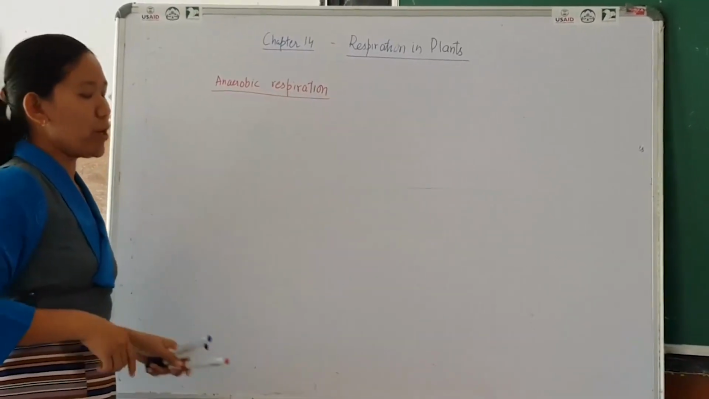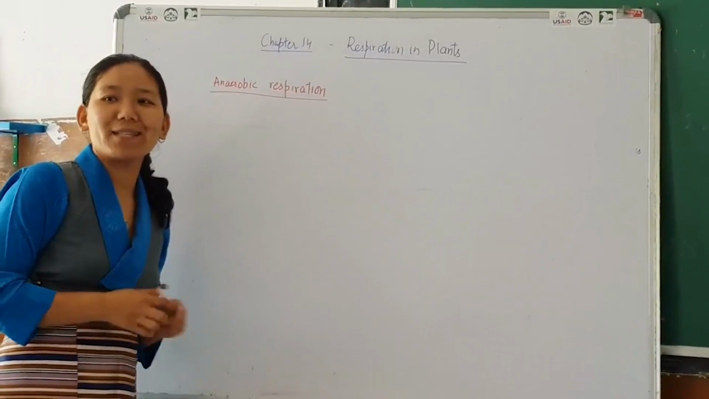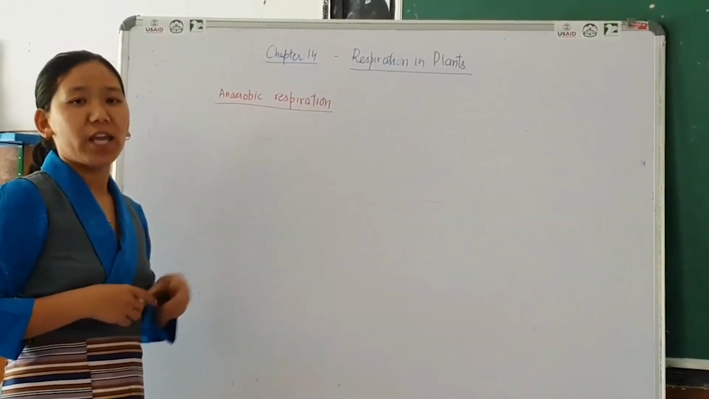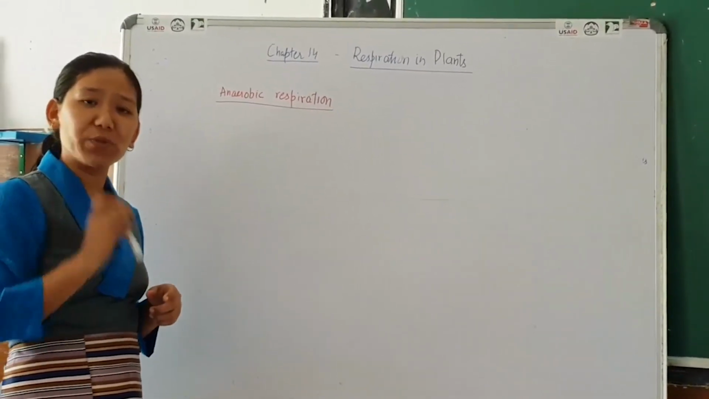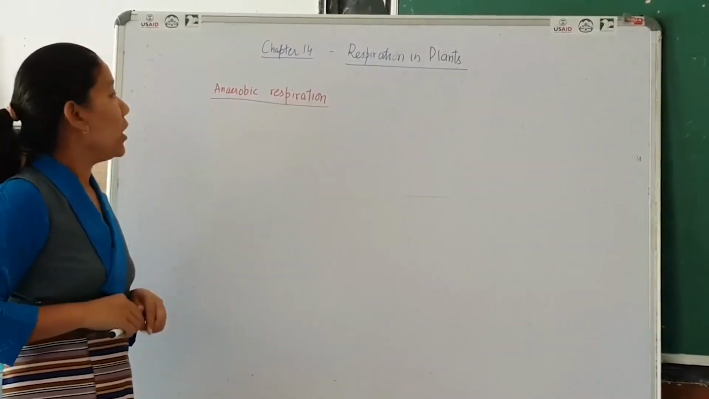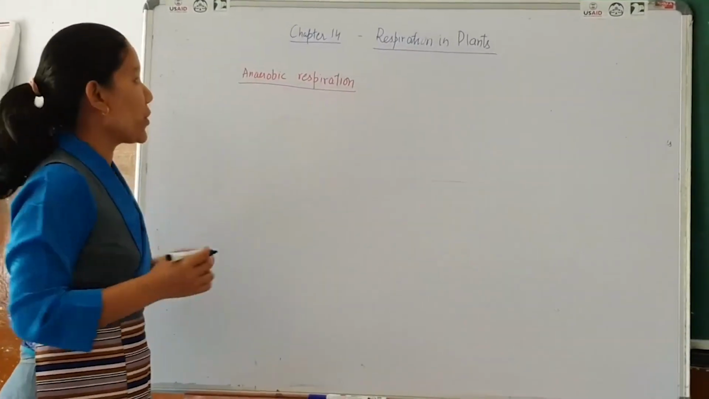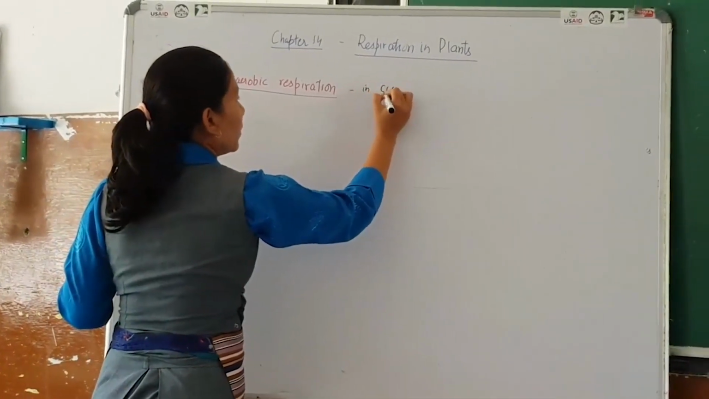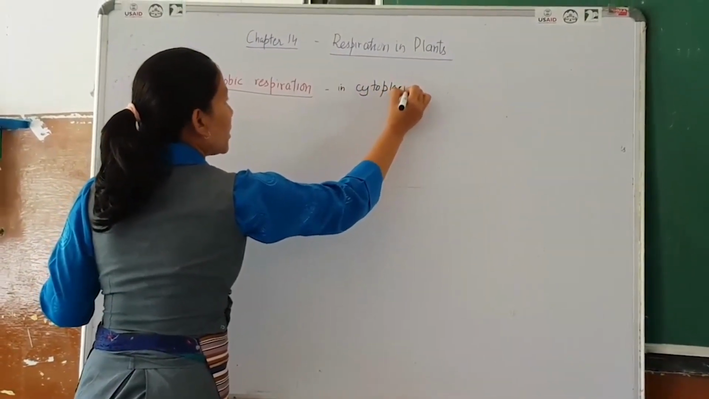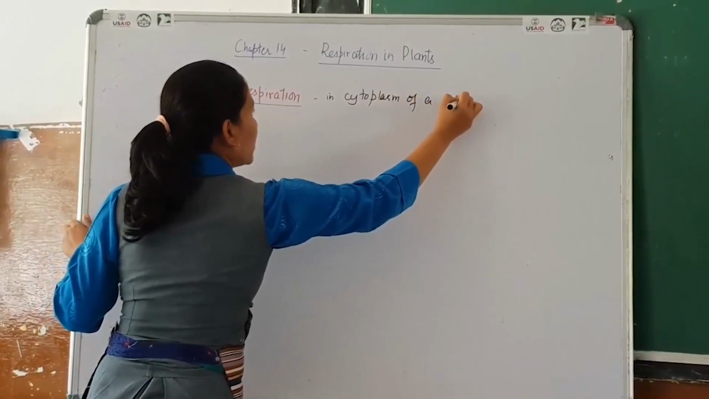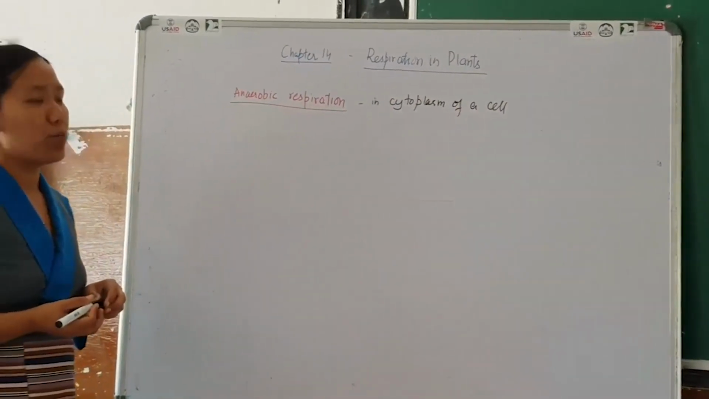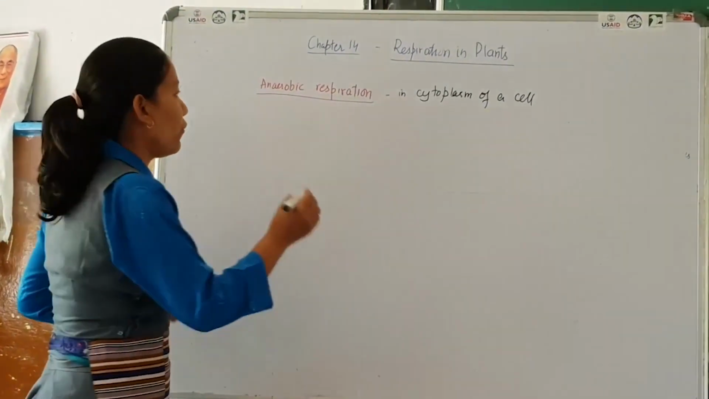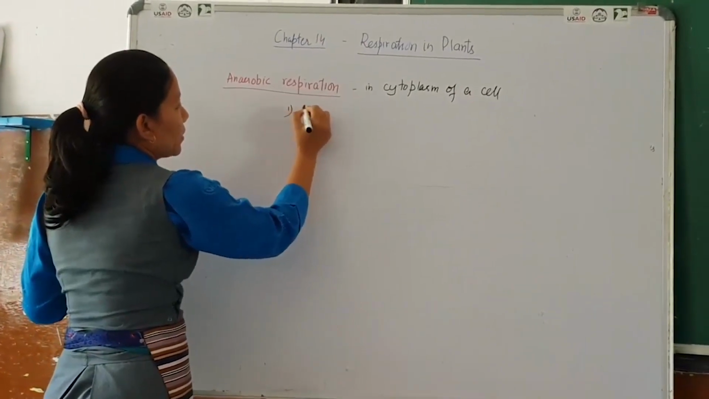We know that anaerobic respiration is respiration taking place in the absence of oxygen. Here we are talking about cellular respiration, respiration taking place inside a cell. So anaerobic respiration occurs in the cytoplasm of a cell. And anaerobic respiration involves a first step, that is glycolysis.